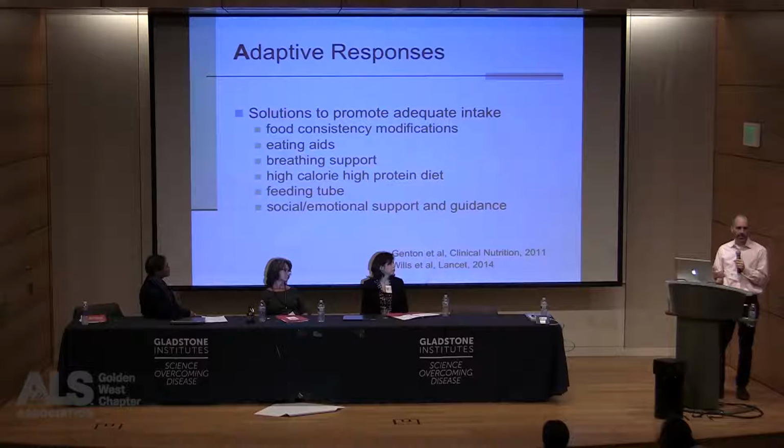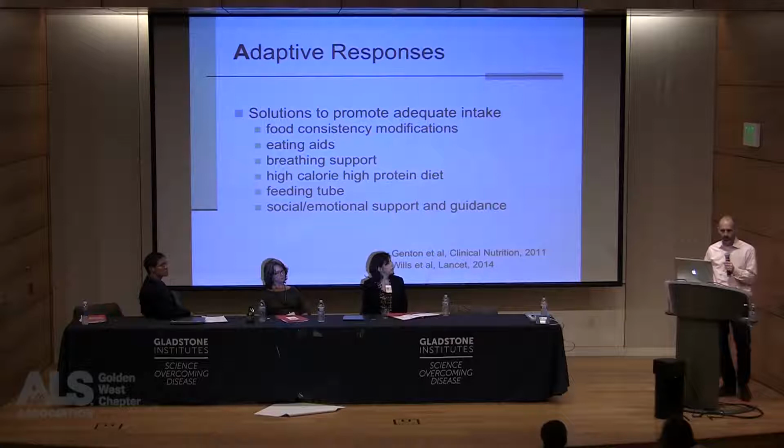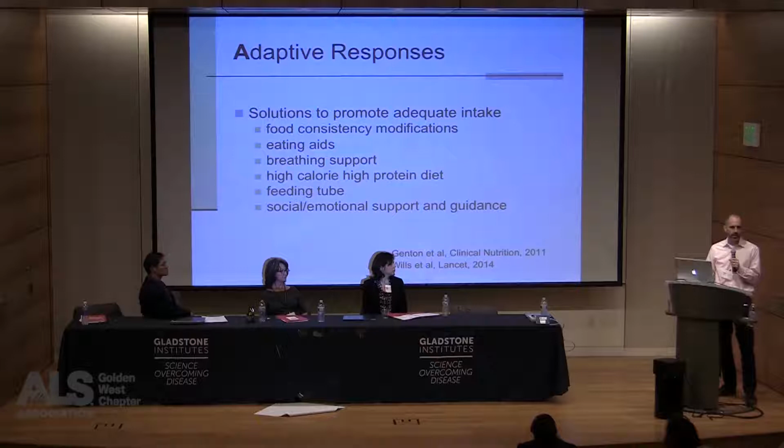So we work very closely as a team, both at Forbes Norris and at UCSF. Then the dietitian will also work with an occupational therapist to discuss eating aids with the patient. This might be splints, adaptive grips. It may even be very low-tech things like putting a sandwich in a coffee filter to eat it out of a filter so it doesn't fall out.